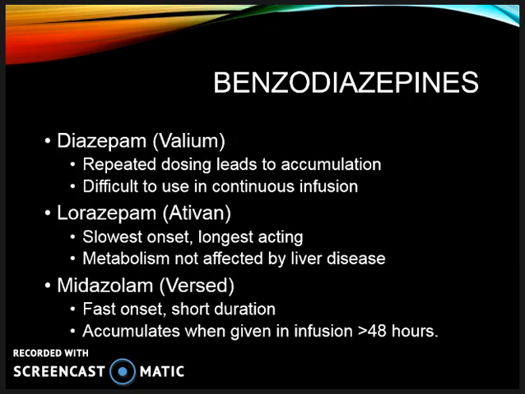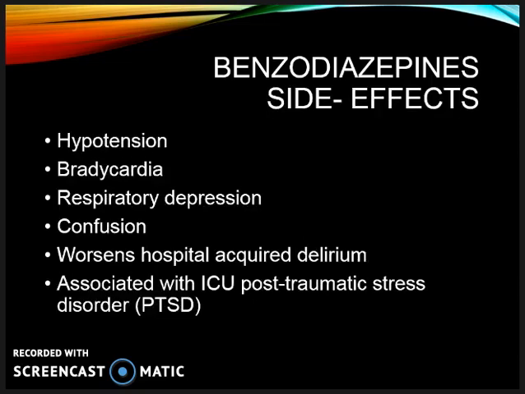Common types of benzos are Valium, Ativan, and Versed. Ativan is the slowest onset and longest acting, while Versed provides a quick onset. Accumulation can occur, and daily sedation vacations are important to ensure that the patient is not on too much dosage of benzos. Benzos should be used cautiously as they can cause hypotension and bradycardia. They can also worsen hospital-acquired delirium, and they are associated with higher rates of ICU post-traumatic stress disorder.